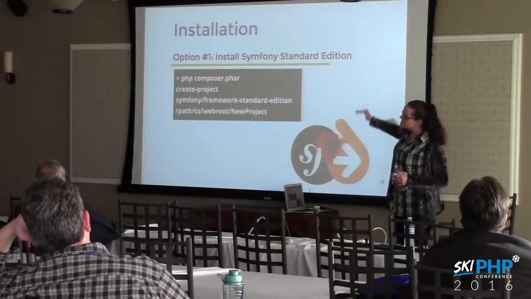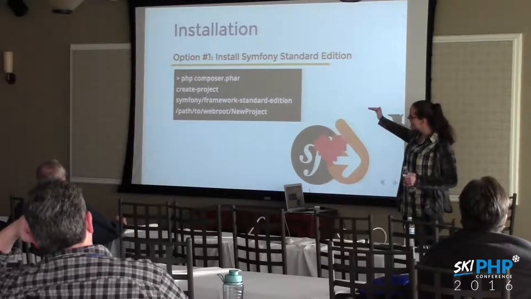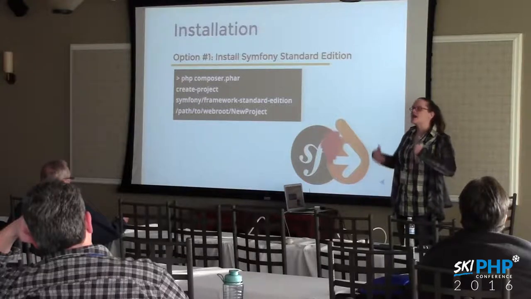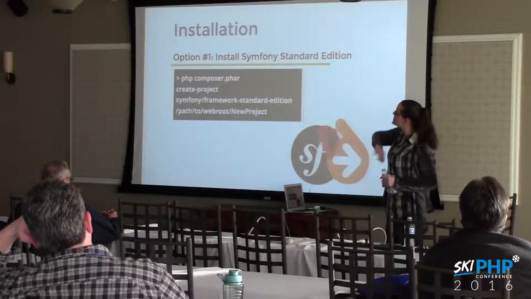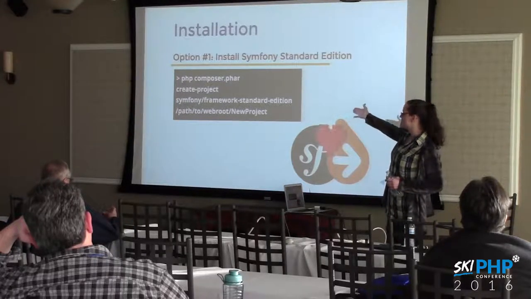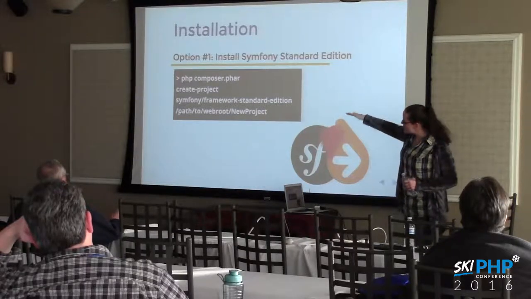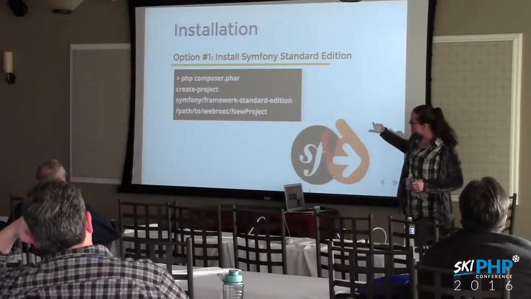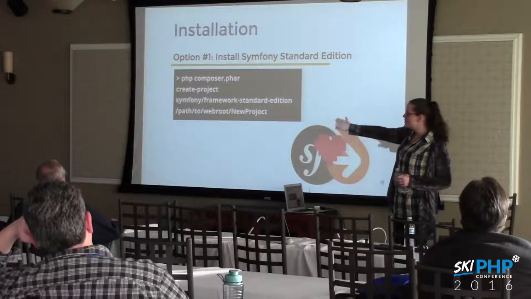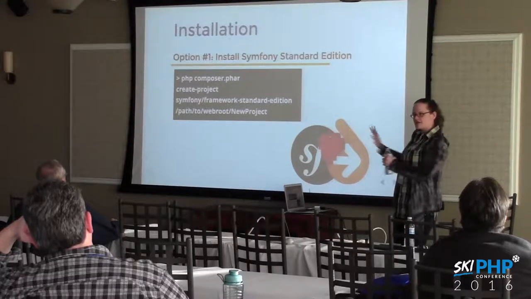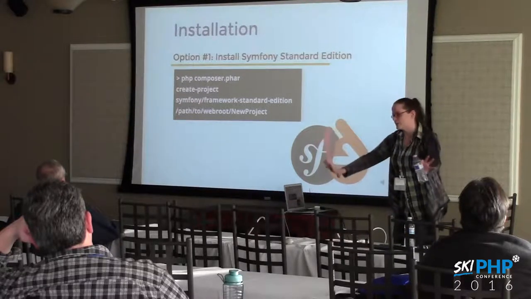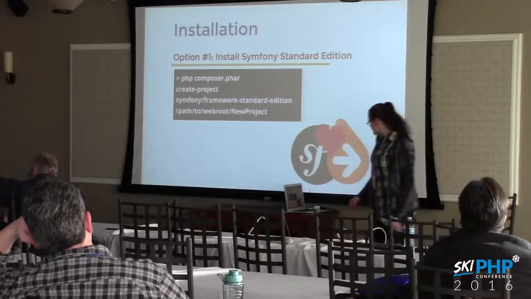I've broken it down into multiple lines. This is actually just one command, but I've broken it down into multiple lines for readability's sake. Basically, you're just using PHP to run composer.phar create-project, symfony/framework-standard-edition, and then the path to your web root. That's not a real path, it's just whatever the path to your web root is, and then the name of your project.